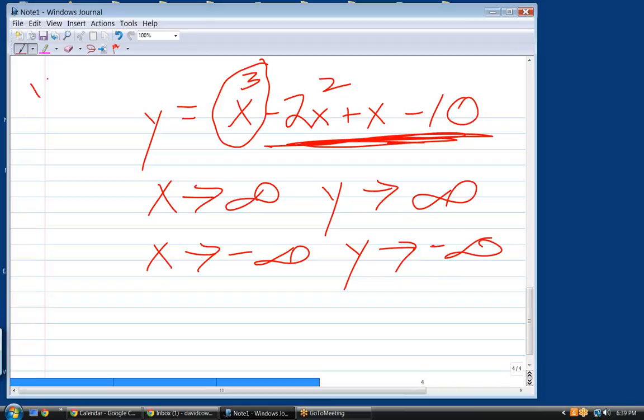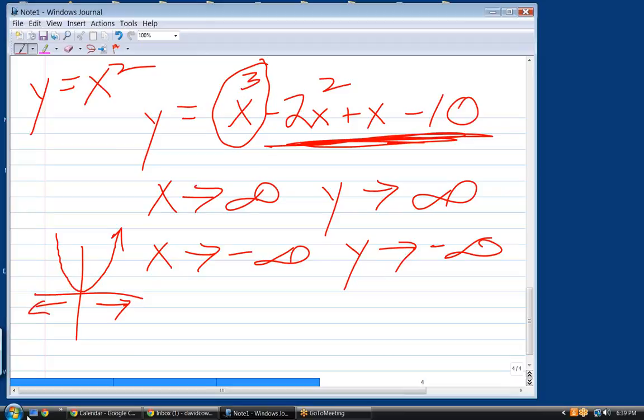Now, if I had a function like this, as x goes to infinity, y goes to infinity. But as x goes to negative infinity, because we're squaring it, y goes to positive infinity, as the graph would suggest. That's a parabola. So as x goes to infinity this way, y goes to positive infinity. As x goes to negative infinity that way, y goes to positive infinity also.